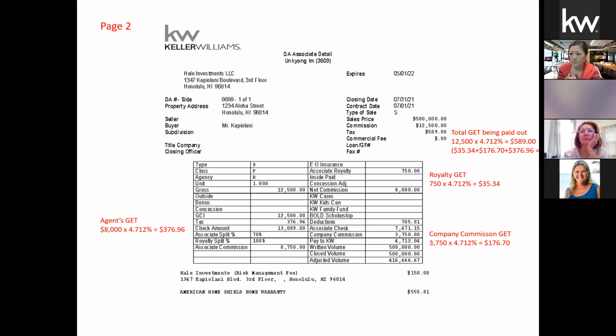That's the rule of thumb. Easy way for you to calculate what GET you're getting always is when you look at page 2 of your DA. What part of the DA are you getting 1099 on? The amount. It's the net commissions, always. Net commissions amount is what you're being 1099 on.